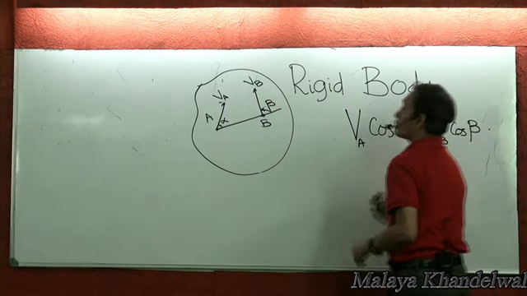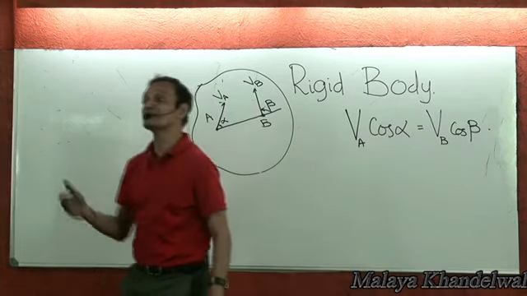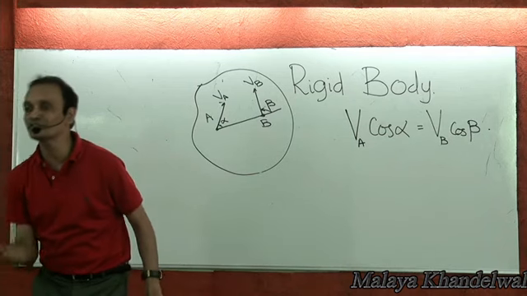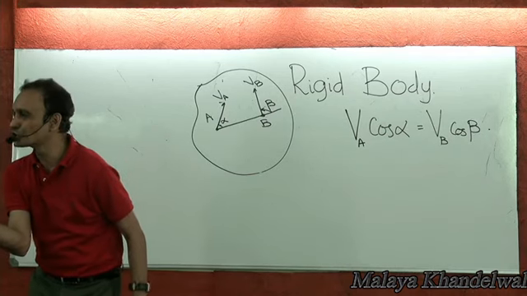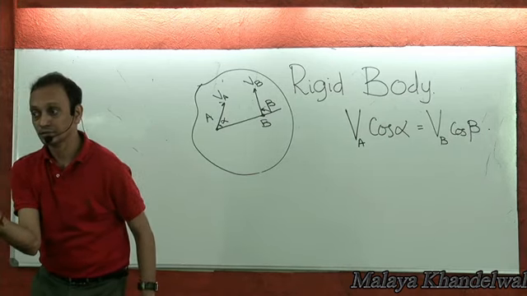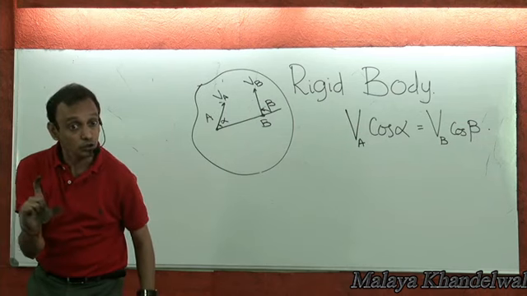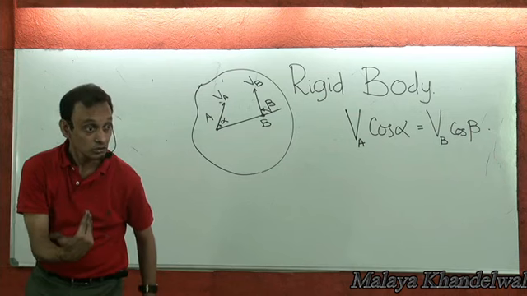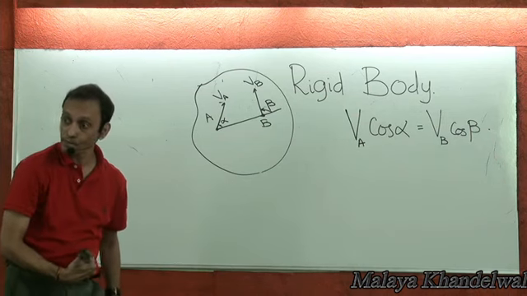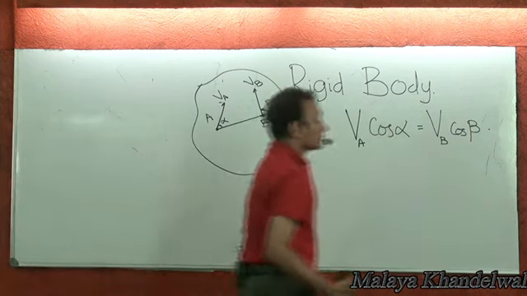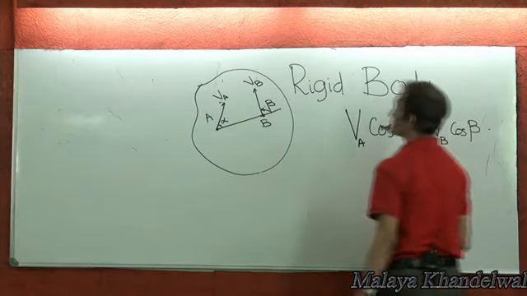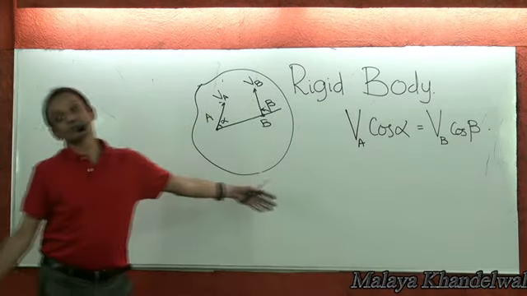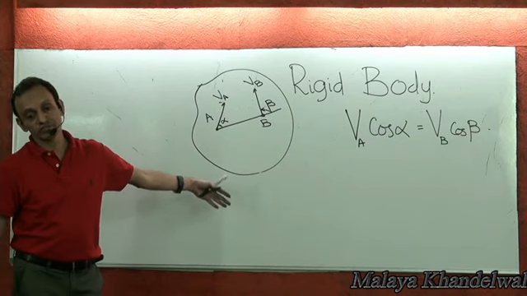That means velocity of A along AB must be the same as velocity of B along AB, so that the length AB remains constant. The separation between any two particles in a rigid body must remain constant, right? Is it not? A very simple application of this fact. Can I wipe this off? Have you settled to this thought?